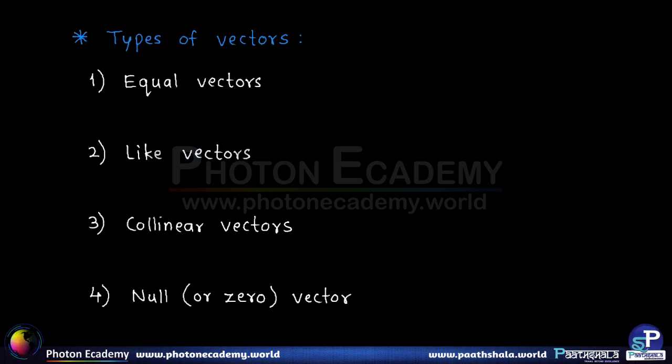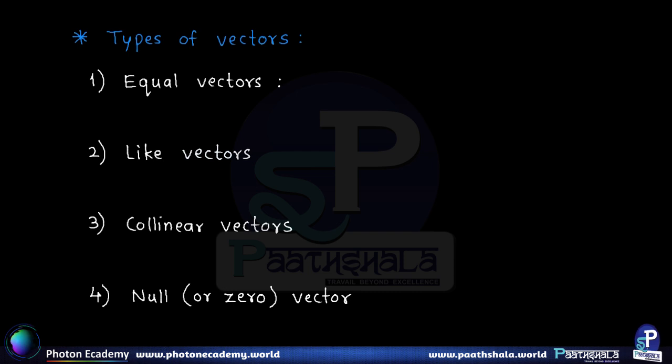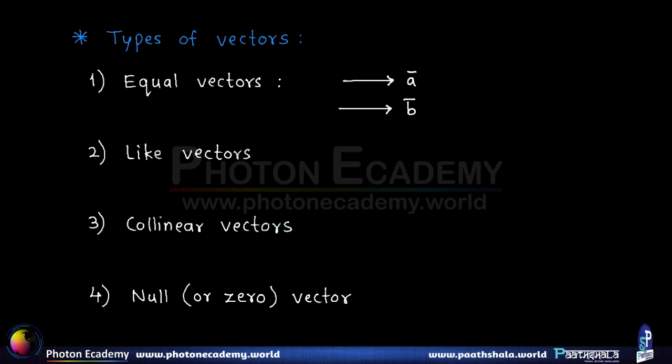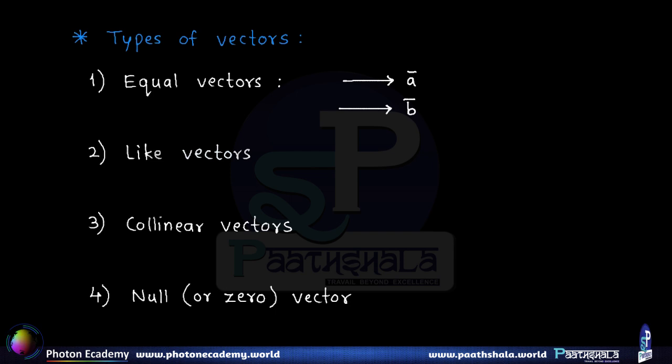So here are the first four types. The first is equal vectors. Now we say that two vectors A bar and B bar are equal if their magnitudes are equal and their directions are equal. So as an example, let us show the two vectors like this. Typically a vector is denoted as shown here, that is a small letter and a small bar over it. So here we see that both A bar and B bar have the same magnitude, that is the length of both the arrows is the same and they both are pointing exactly in the same direction.